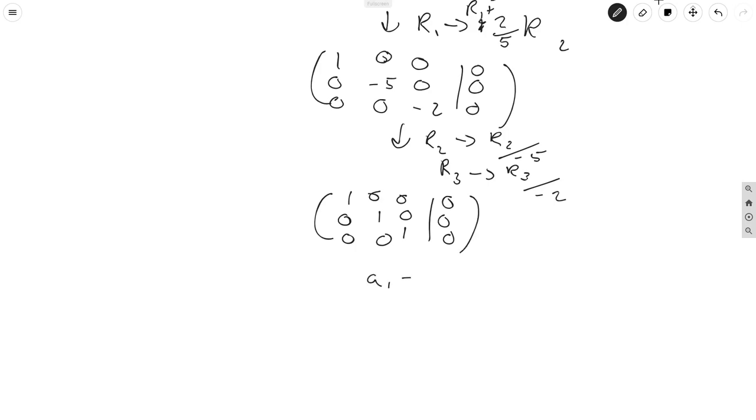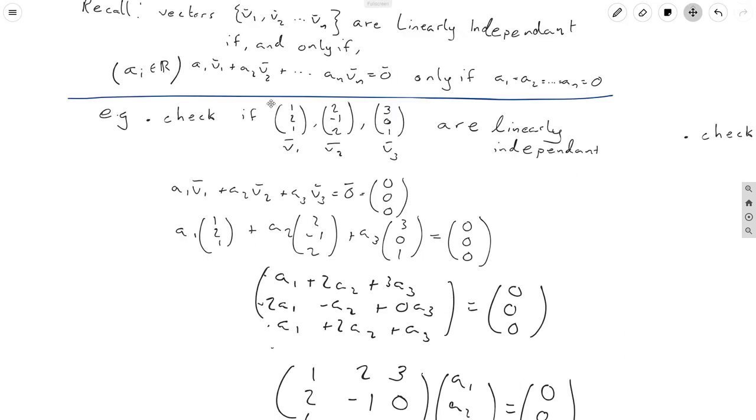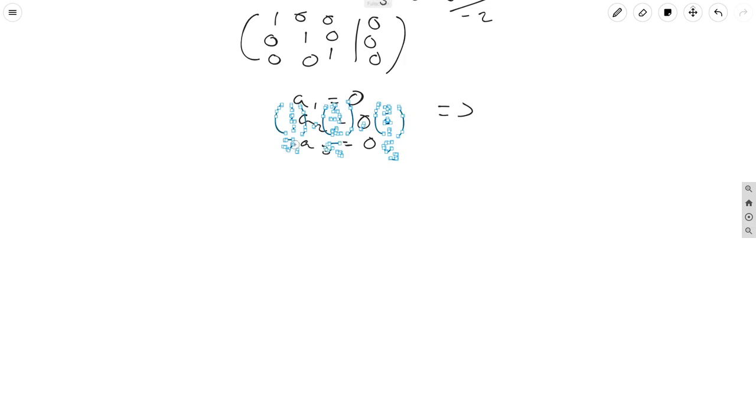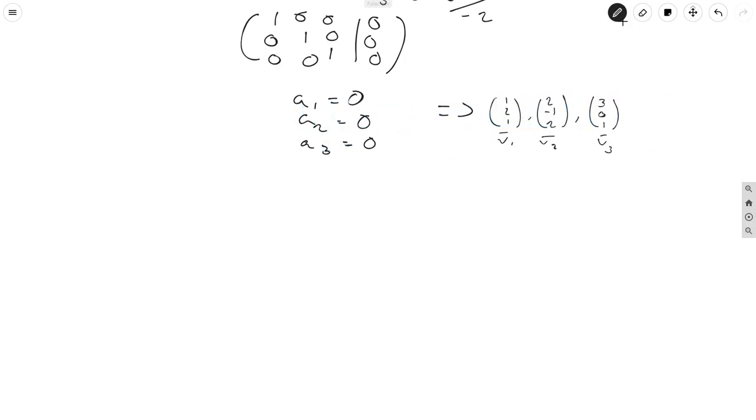Well, let's just read it off a little more carefully. A1 is equal to 0, A2 is equal to 0, and A3 is equal to 0, which implies that our original set of vectors, I'll just go grab them again for a second, these three vectors are linearly independent, because the only solution to the equation was A1, A2, and A3 all being 0. So these three vectors here are therefore linearly independent. Or LI for short.